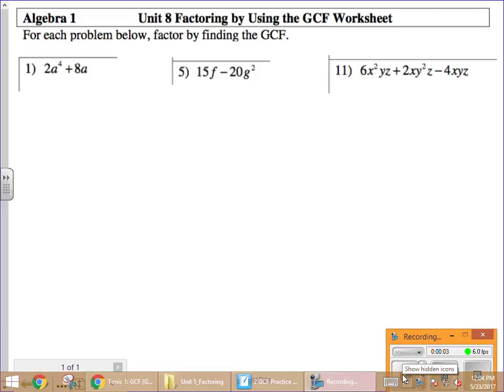Algebra 1 Summer School, Unit 5, Lesson 1, Practice 2 video. So this is the second practice that we offered for factoring by GCF.